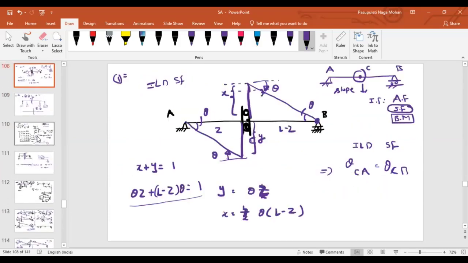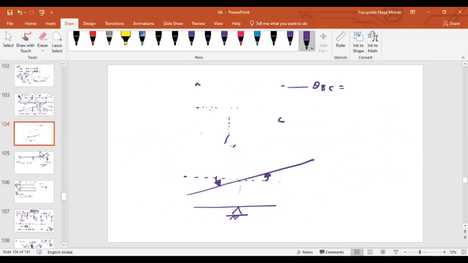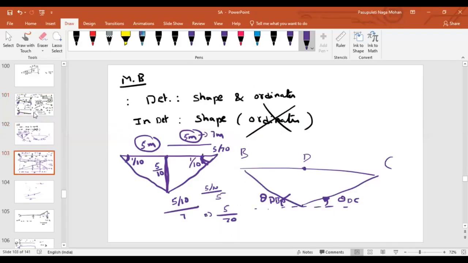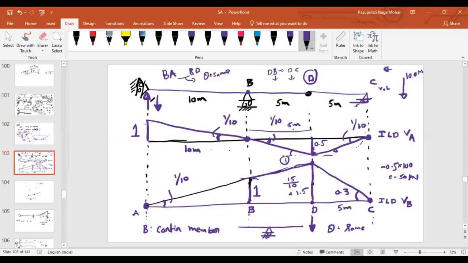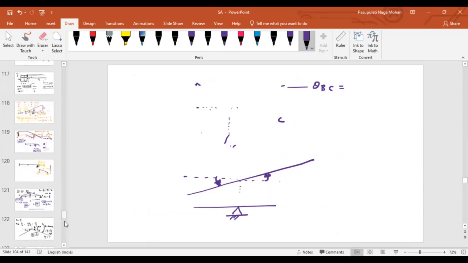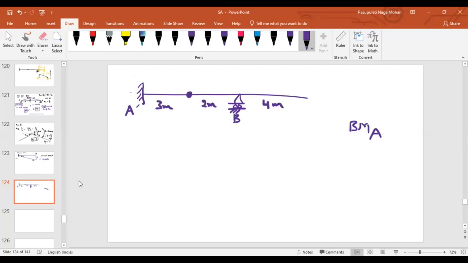I'm going back to the previous cases so that I can give you the problems. This is fine. Let me give some problems, why waste time. Just like the previous case, draw the ILD for bending moment at A.